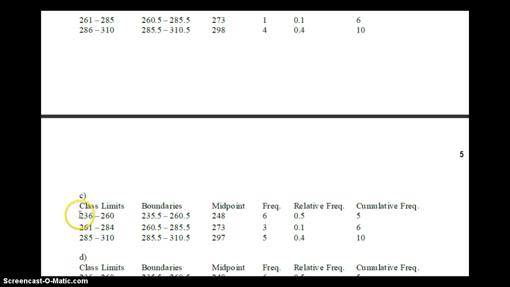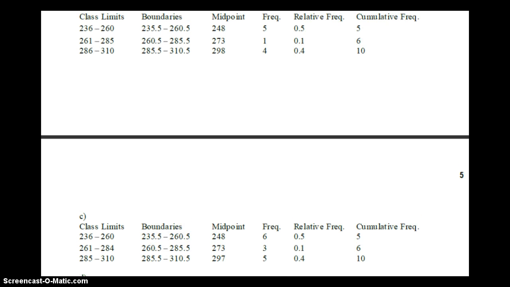this first class, if you subtract those numbers, there's a 24 difference. But then the next one's only 23 different. And then the next one is 25 different. So they have different class widths for the 3 classes. That's a no-no. That's how you know C is incorrect.